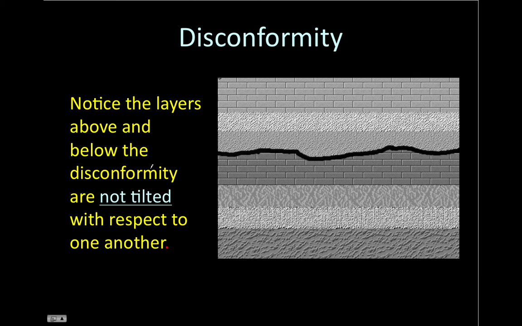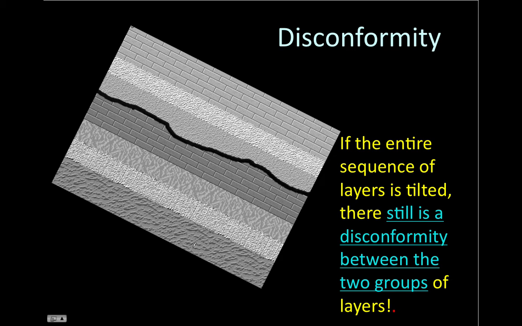Now, the big thing again to remember with the disconformity is that the layers above and below the disconformity are all going in the same orientation. They're not tilted with respect to each other. Although you could have a whole sequence of layers that become tilted, but notice there isn't any relative angle between the layers below and the layers above. So we would still have a disconformity between these two groups if the entire sequence were to be tilted.